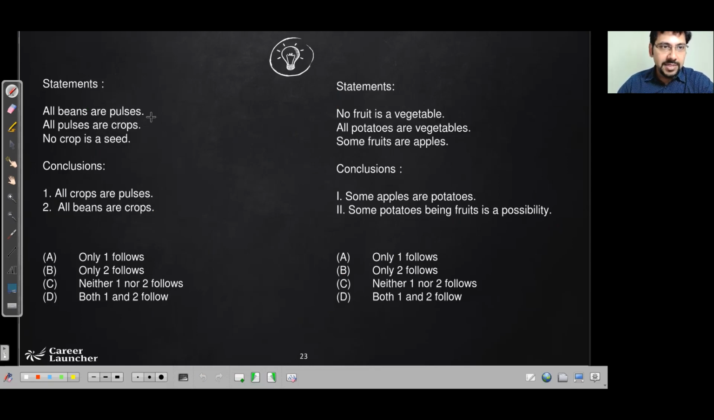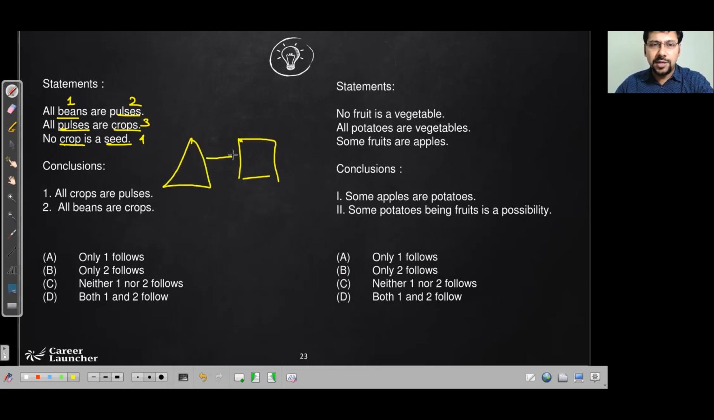Let's take 3 variables as well, so that you can understand what happens when more variables are put in. Let's see how many variables this has: 1, 2, 3 and 4 variables. Beans is first, pulse is second, crop is third, and seed is fourth. Now as I said, try to draw the negatives first. So no crop is a seed.